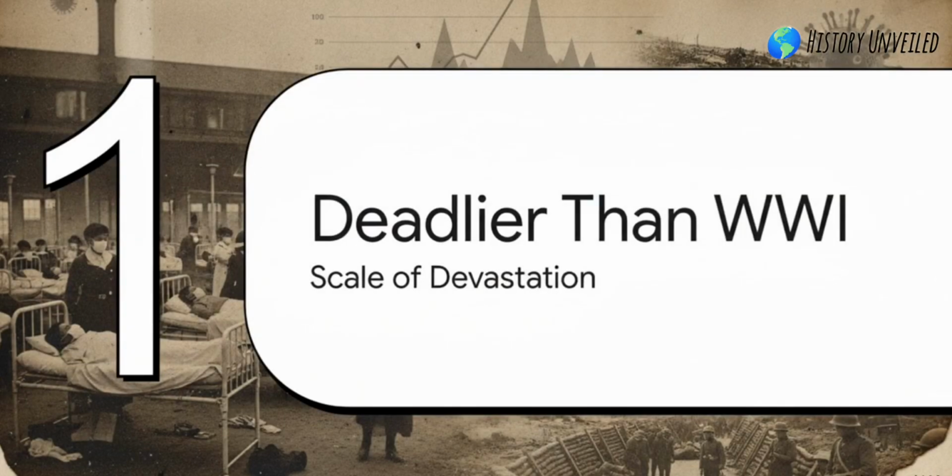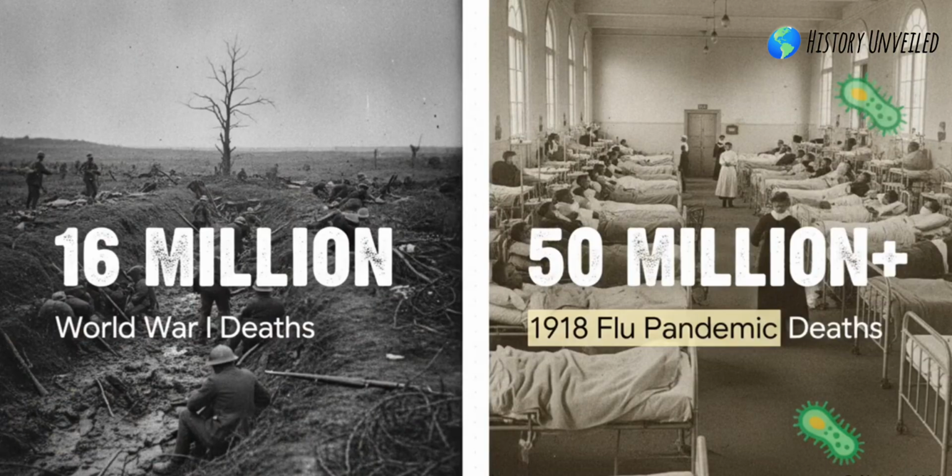Part 1. Deadlier than the Great War. It's almost impossible to wrap your head around the sheer scale of this, but we really have to set the stage here. World War I claimed the lives of over 16 million people, a literal generation-defining trauma. But then, there's the 1918 flu. It killed at least 50 million people worldwide, and honestly, a lot of experts believe that number is probably closer to 100 million. How on earth does a single microscopic virus cause that level of devastation?